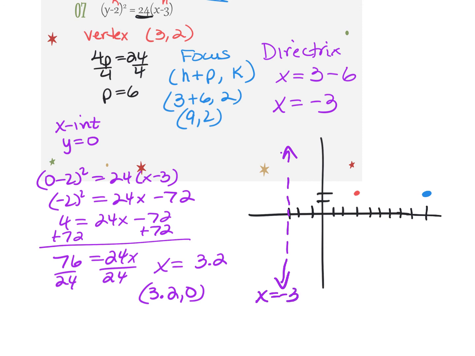And then I'll graph my additional point, my x-intercept, which is 3.2. And then use the axis of symmetry here. And you can see that it's 2 spaces away there. So I could go 2 spaces up this way to get how wide this thing's going to be. And it always surrounds the focus.